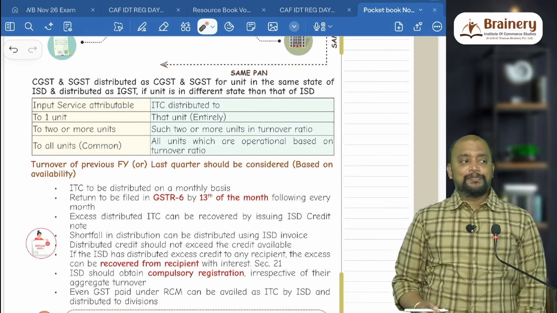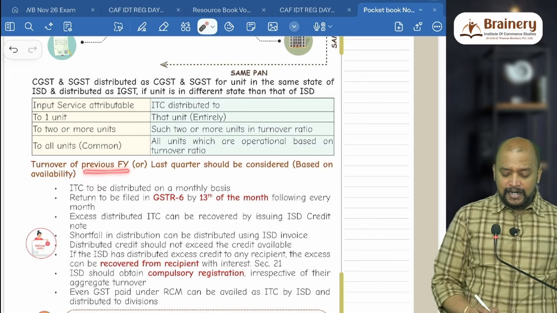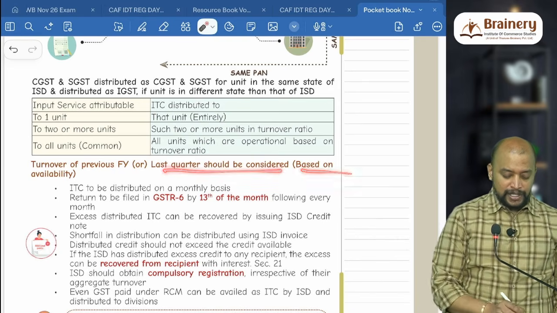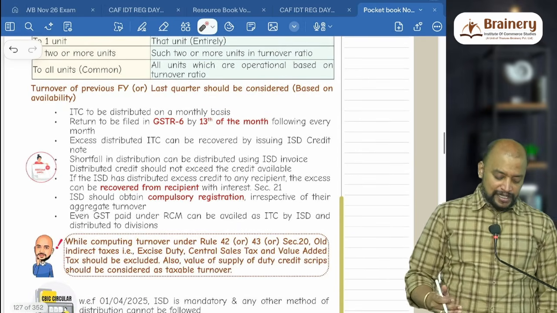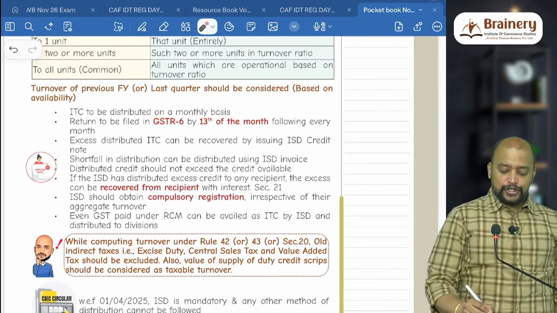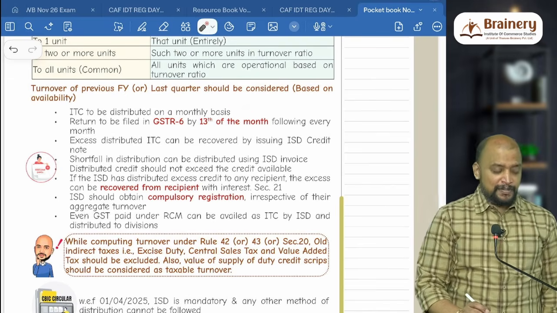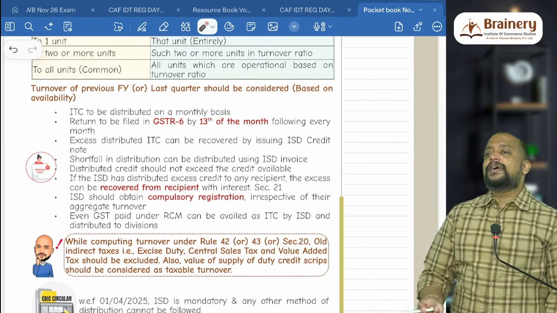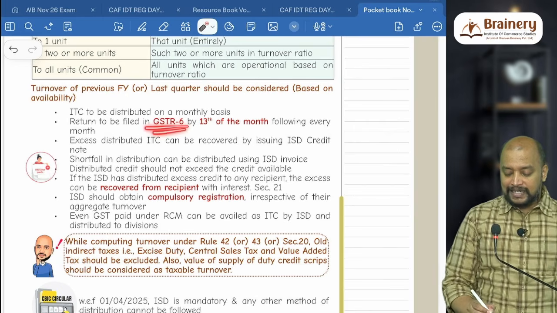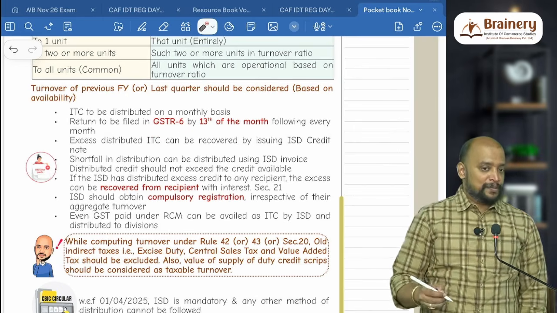And which turnover should be taken? Either previous year or last quarter, based on availability. And how is this ITC to be distributed? It should be distributed on a monthly basis, and they have to file one return, that is GSTR 6, by the 13th of the month following every month.